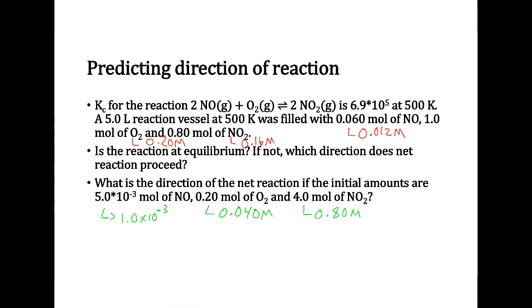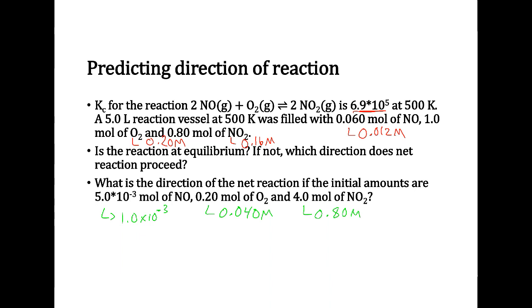Here's another example. Here we're given Kc for this reaction: nitrogen monoxide plus oxygen going on to form nitrogen dioxide. We know the equilibrium constant is 6.9 times 10 to the fifth. We have a 5-liter reaction vessel, so you'll have to convert all your moles into concentrations by dividing all of those by your 5 liters. But then you'll go ahead and plug into your reaction quotient.